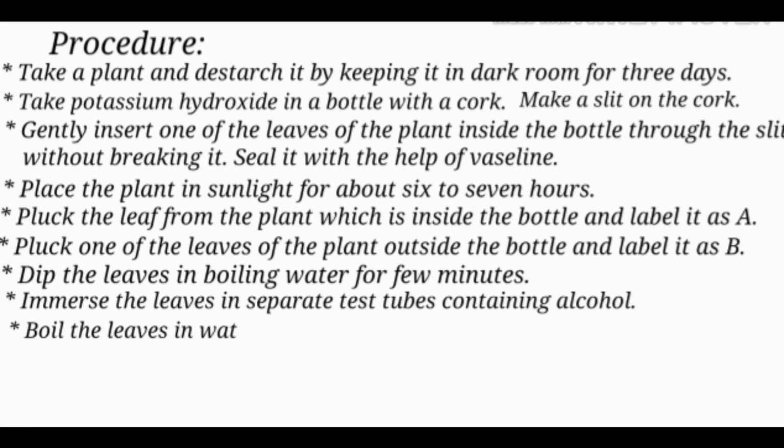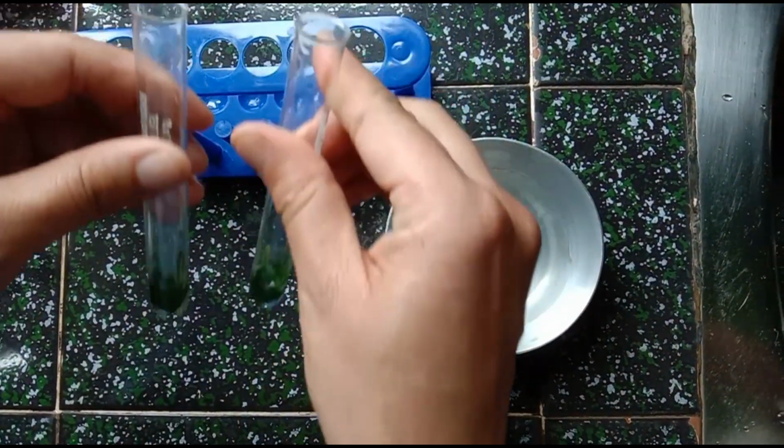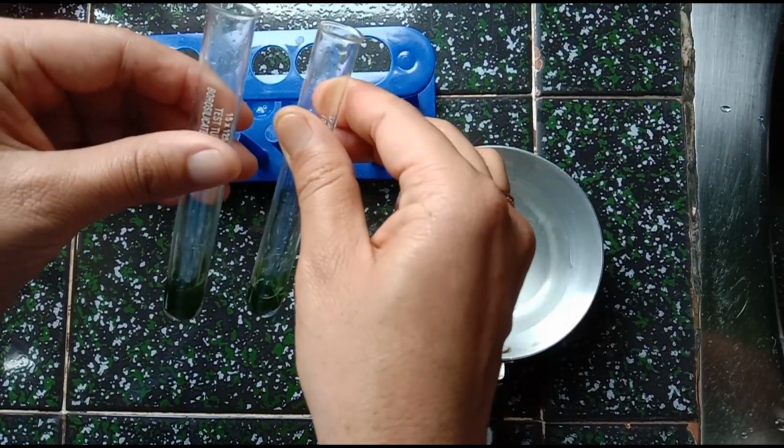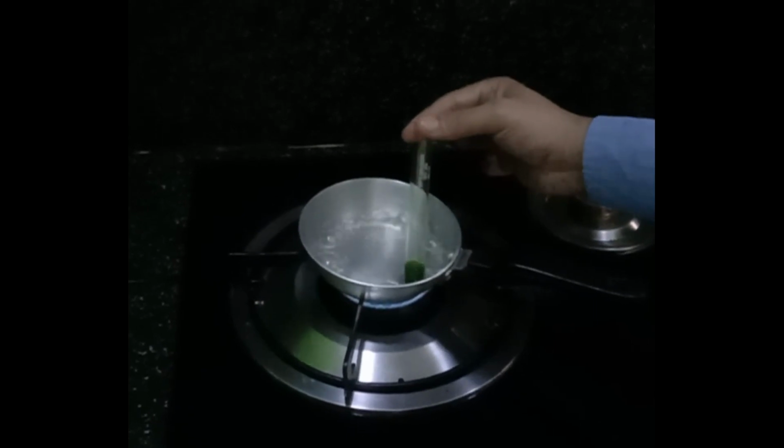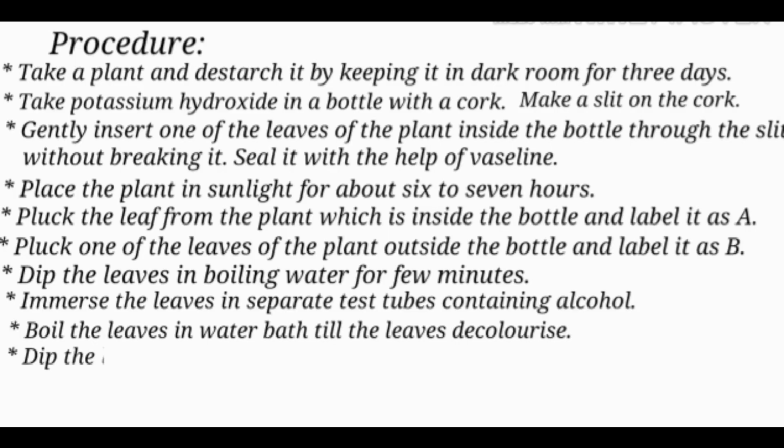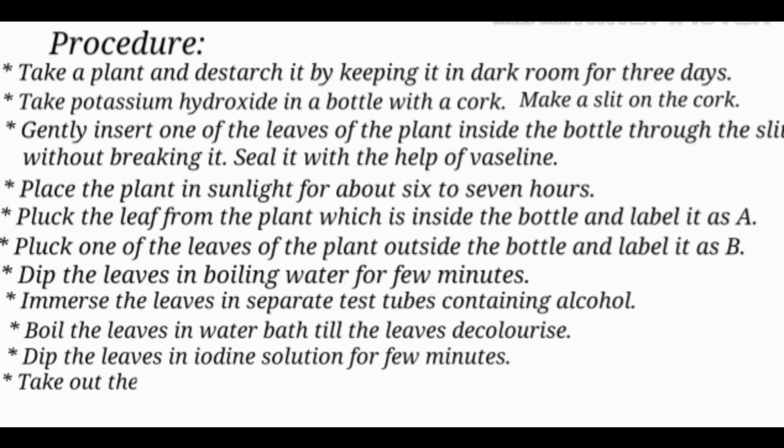Boil the leaves in water bath till the leaves decolorize. I am going to take these two test tubes for water bath. So first I am taking leaf A. Here you can see that our alcohol has started to boil. Now I am taking leaf B for water bath. So the alcohol has started to boil. Dip the leaves in iodine solution for few minutes. Take out the leaves and rinse off the iodine solution.